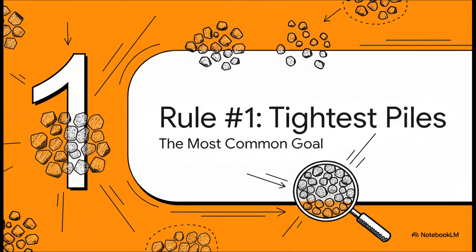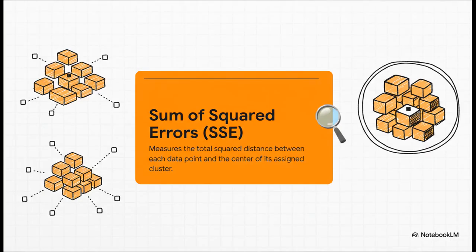The main goal is to get rid of as much empty space as you can within each of your little groups. Now, the most popular way we measure this tightness is with a rule called the sum of squared errors, or just SSE. Here's how it works. It finds the exact center of a pile, measures the distance of every single block to that center, squares those distances, and then adds them all up. So a really low SSE score means your blocks are all huddled together nice and tight. You've made some beautiful compact piles.